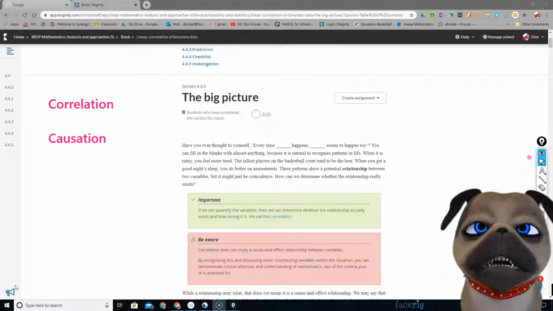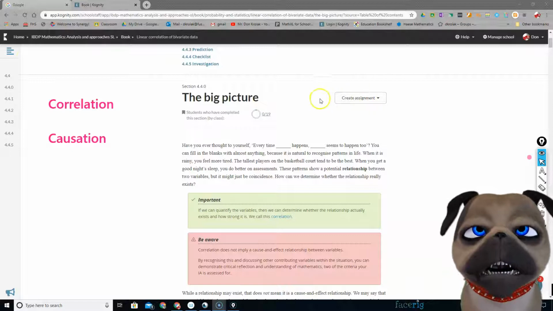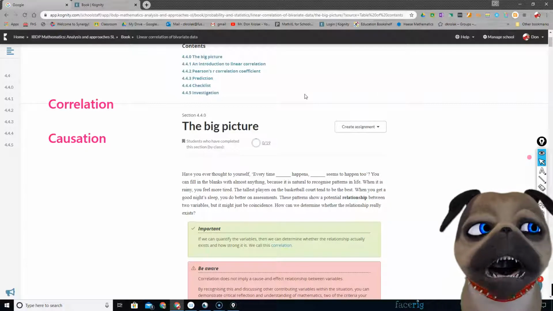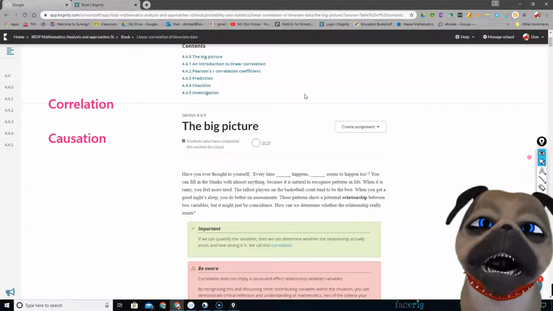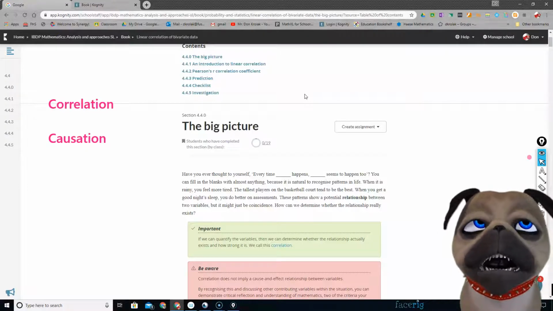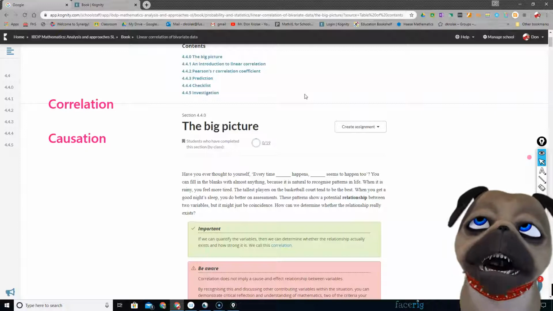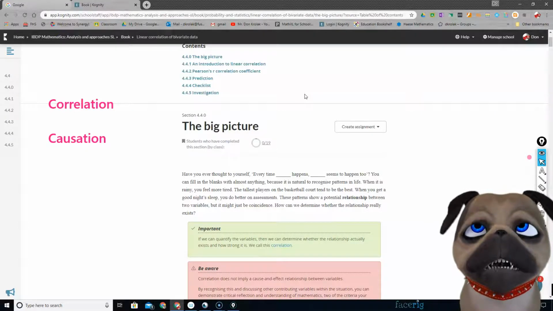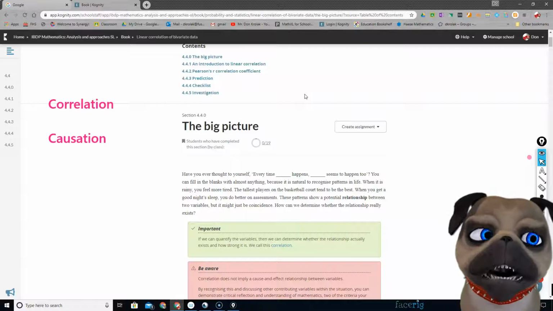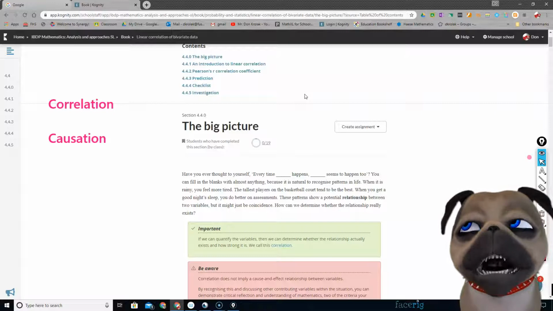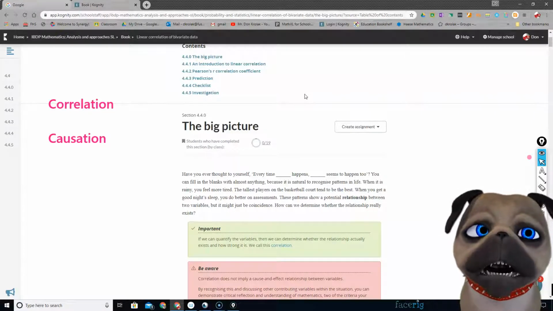We're moving on, and we're going to take a look at Introduction to Linear Correlation. So if you've done work with scatter plots, when you draw a line, that's called linear correlation. Now, there's lots of different types of correlations. There's quadratic correlation, there's exponential correlation, there's logistic correlation. So the first one we're going to look at is linear correlation, also known as finding the line of best fit.